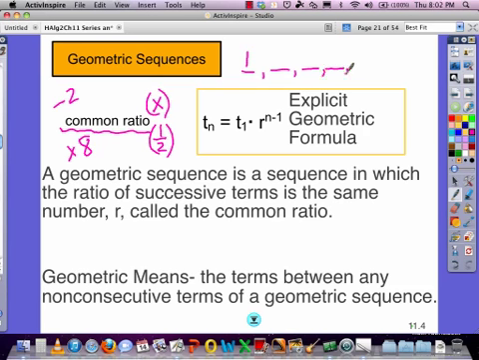okay? And I wanted to list some of my numbers. So 1 times 3 was 3. 3 times 3 was 9. 9 times 3 is 27. Even if we want one more, 27 times 3 is 81.